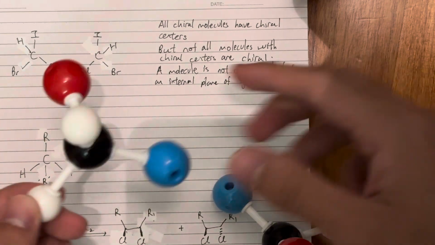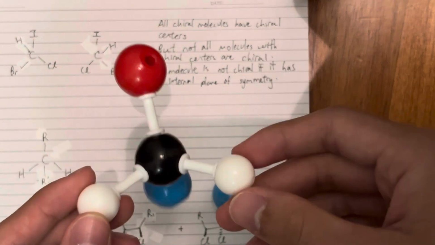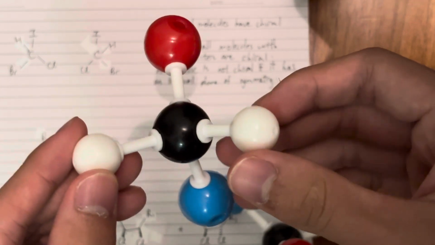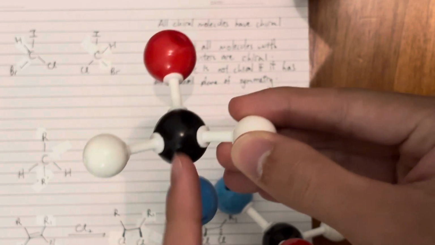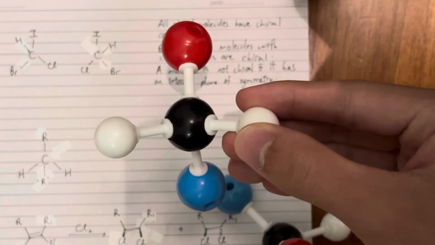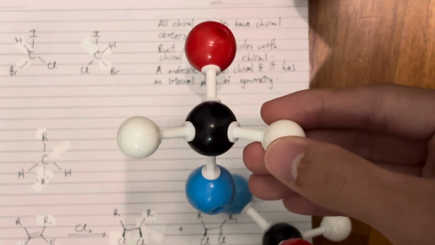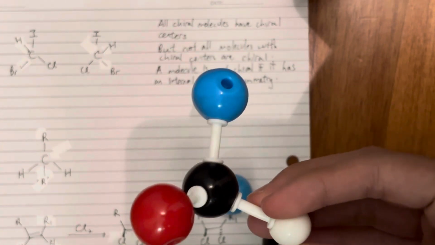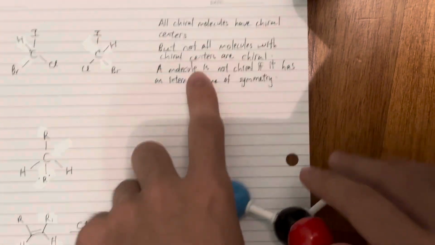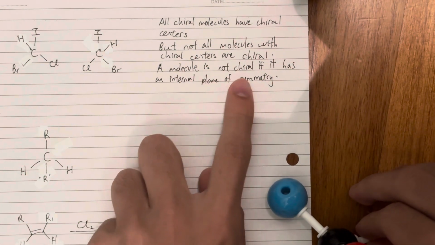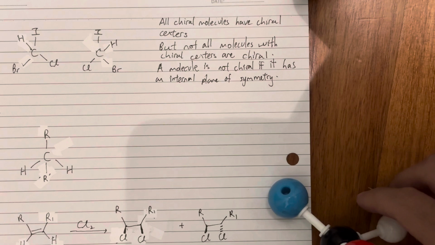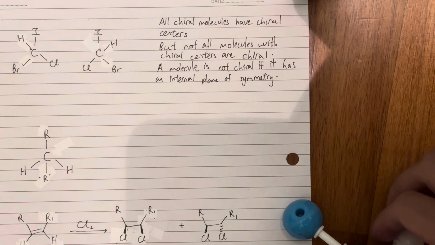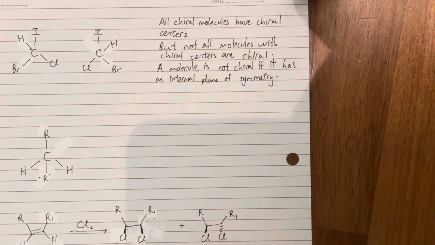Let's take a look at what an internal plane of symmetry is. Let's say you have scissors and you cut directly across this, like that, and the left side will equal the right side. That means it has an internal plane of symmetry. So a molecule is not chiral if it has an internal plane of symmetry. There's a difference between a molecule being chiral and a carbon being chiral. A molecule can have chiral carbons, but that might not make the molecule itself chiral. We'll talk about that later.